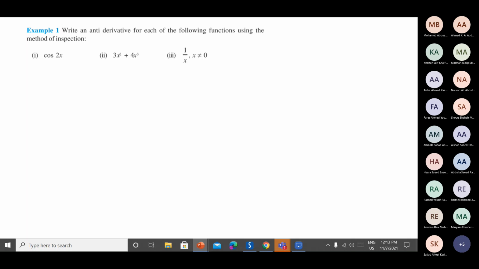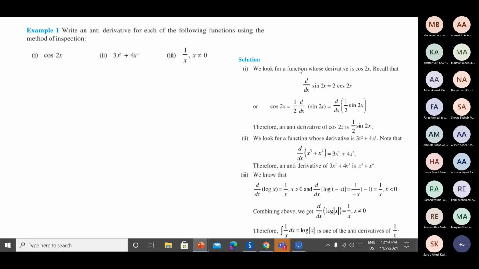Now, can we do this one using the table I let you take a screenshot from? The question here: write the antiderivative for each of the following functions using the method of inspection. I know how to find the derivative. So the derivative of sine 2x is 2 cosine 2x. I'm looking only for cosine 2x, so I divide it by 2. So when it is differentiated, I have cosine 2x. So the antiderivative of cosine 2x is half sine 2x.